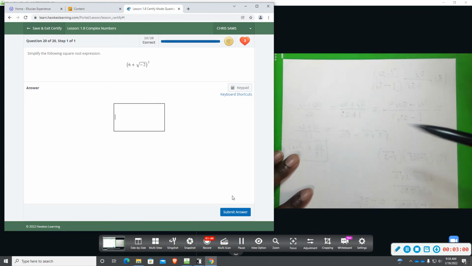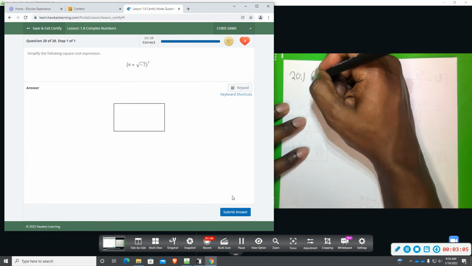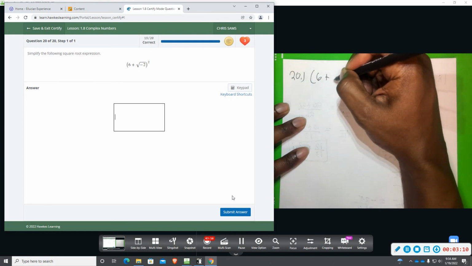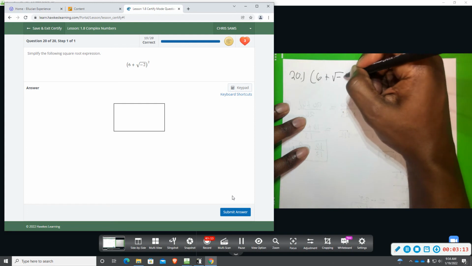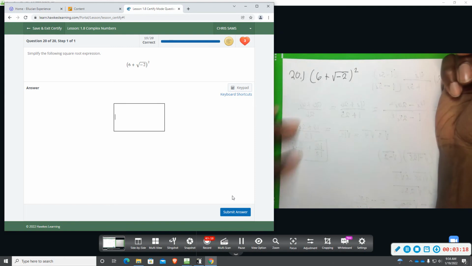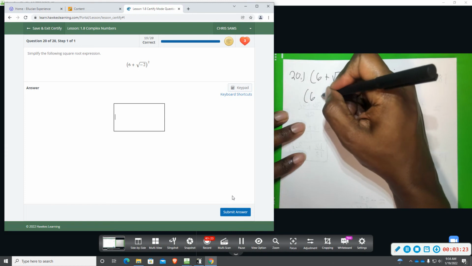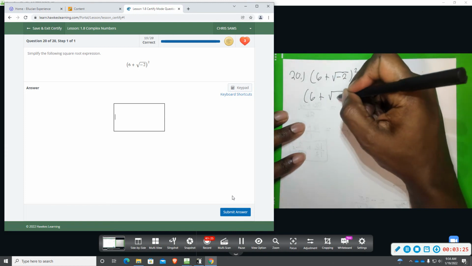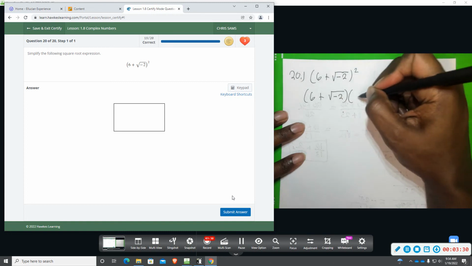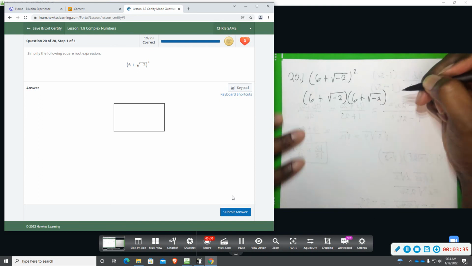Number 20. We have 6 plus square root of negative 2 quantity squared. So I'm going to write this as a FOIL problem. 6 plus square root negative 2, and then 6 plus square root negative 2.